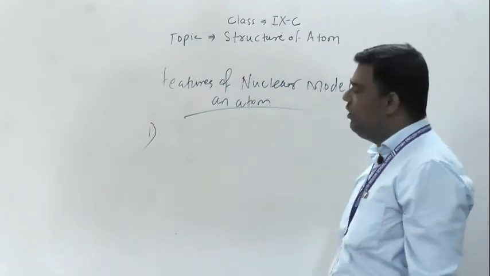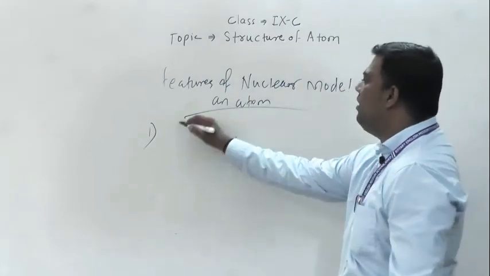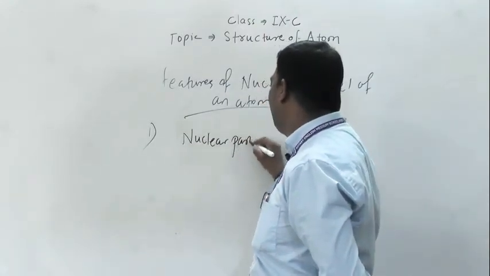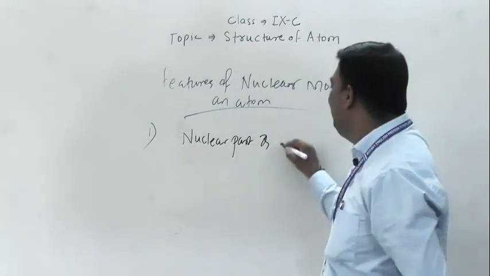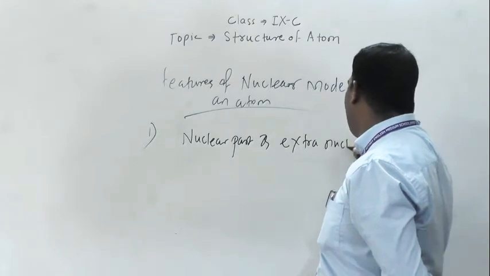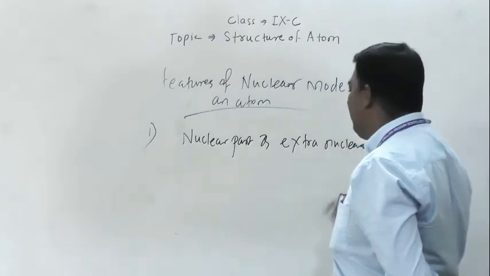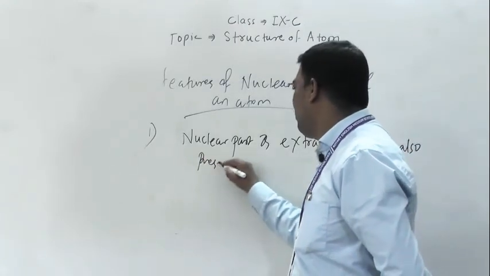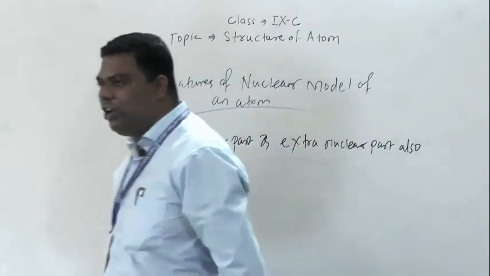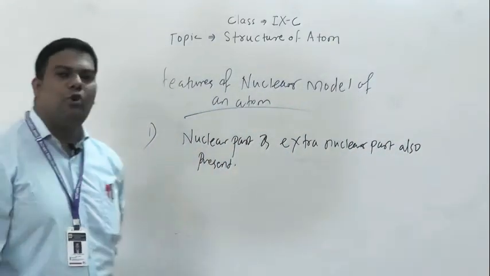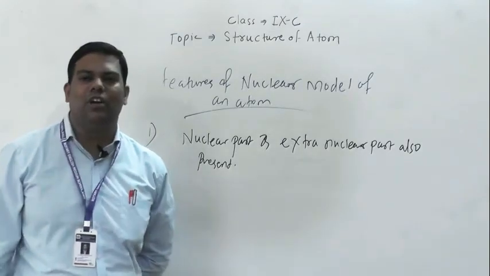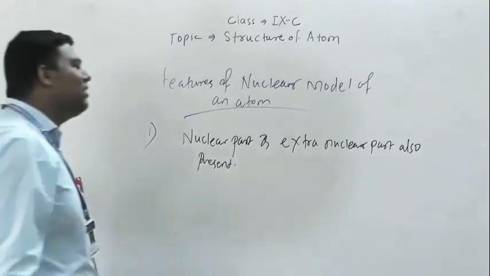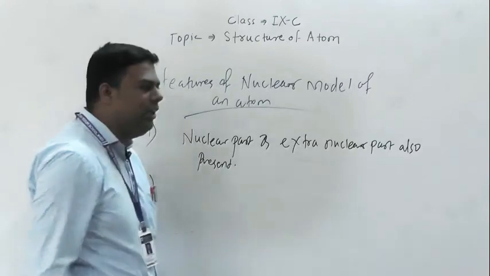In the first point, the atom has a nuclear part and an extra nuclear part also present. The constituents of the nucleus are protons and neutrons, and the extra nuclear part means electrons.